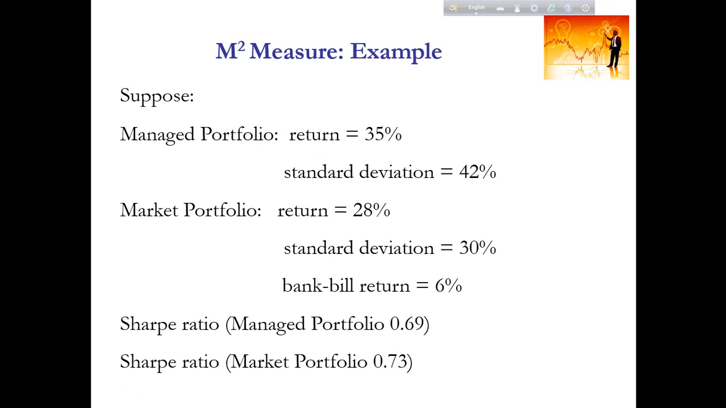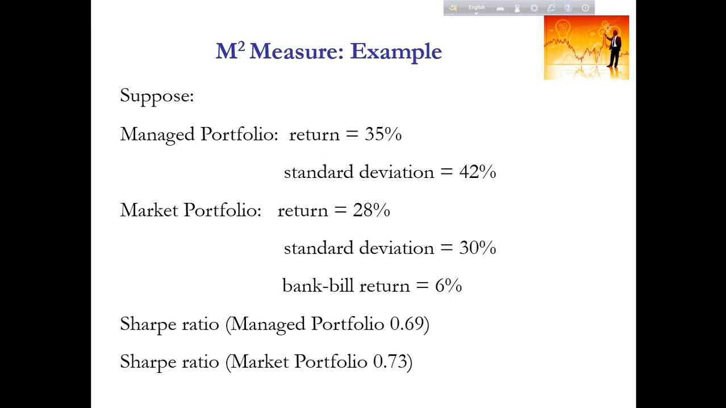Now the M-squared measure will give an answer in the same direction as the Sharpe ratio, but it goes one step further because it gives us a measure of the degree of over or underperformance. So what we can see here, our managed portfolio had a higher return than the market, but it was also quite a bit riskier. So how do we compare these two? Well, we create a new hypothetical portfolio combining our managed portfolio and the risk-free rate, such that it has the same standard deviation as the market.